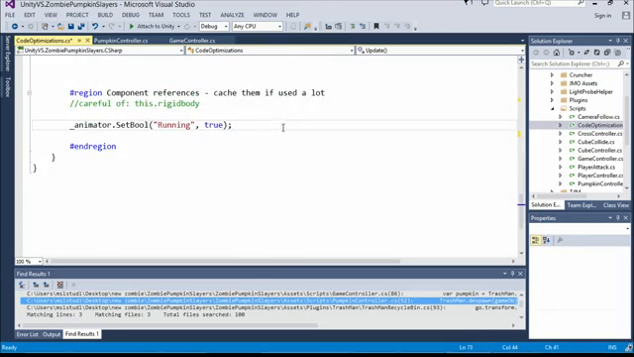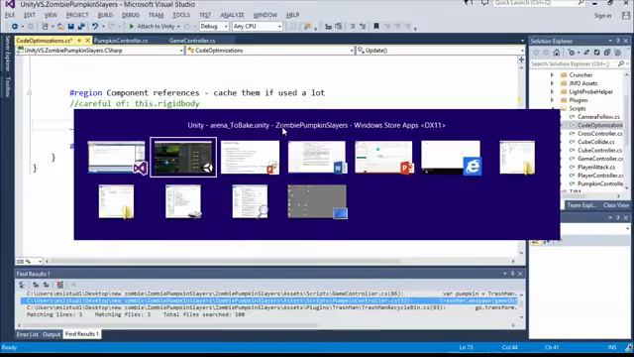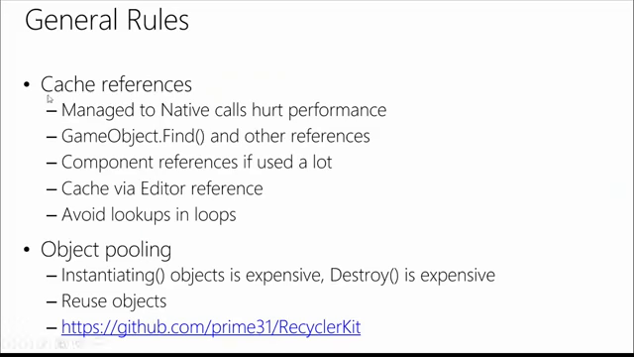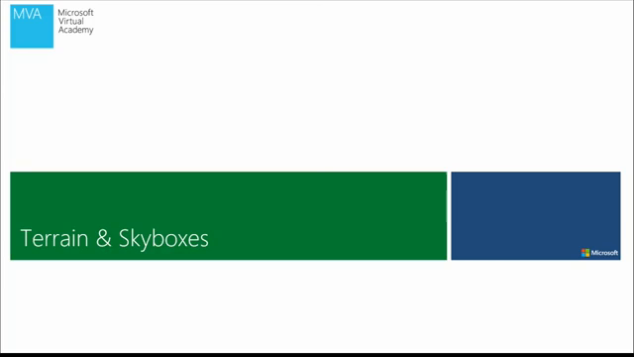A couple little tips that go a really, really long way. Object pooling. Let's go back to that slide here. Object pooling and not searching for objects in update, cache those references can really, really help for performance. Great. All right, let's move on to almost the last subject, terrain and skyboxes.